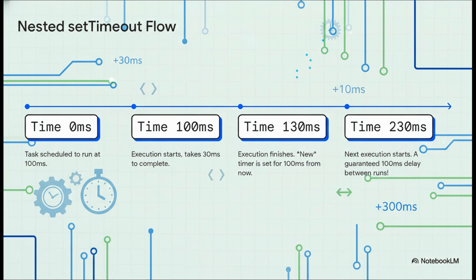Now compare that to the nested set timeout way. Our function runs, it takes its 30 milliseconds, and only then, after it's all done, does it schedule the next run for 100 milliseconds in the future. This is the key takeaway. This method guarantees a fixed delay between runs, which makes it way more precise and a lot more flexible.